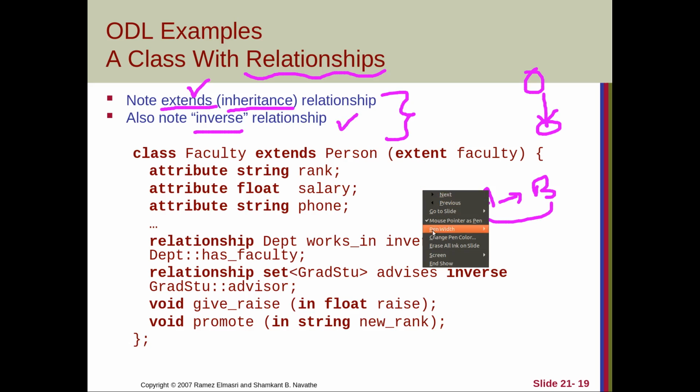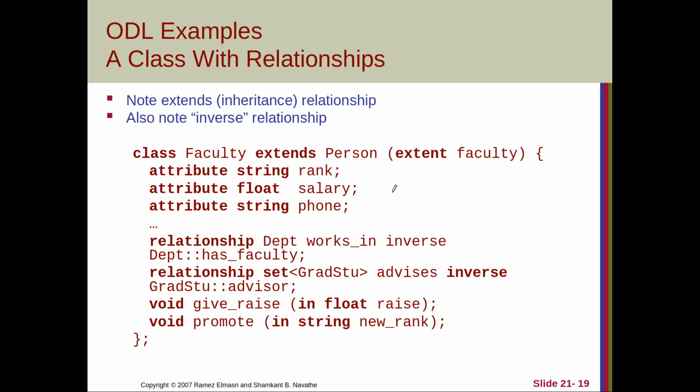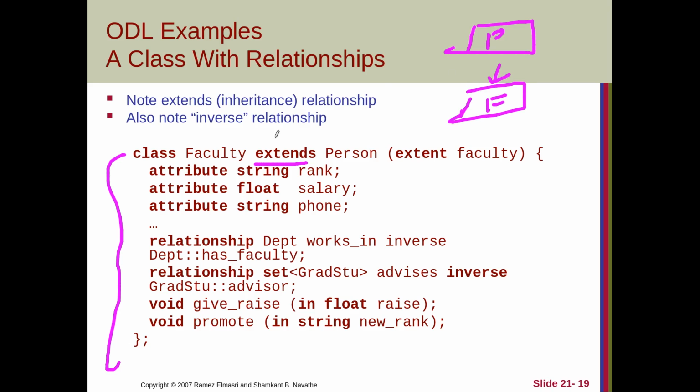So we will see one example that consists of the extends as well as inverse relationship in a particular class. Here we are going to define a class called faculty. Then we use the extends keyword for relating two different classes: class faculty extends person. We already have a class called person, and this faculty is extended from the class person. This is a similar syntax as in the Java language.